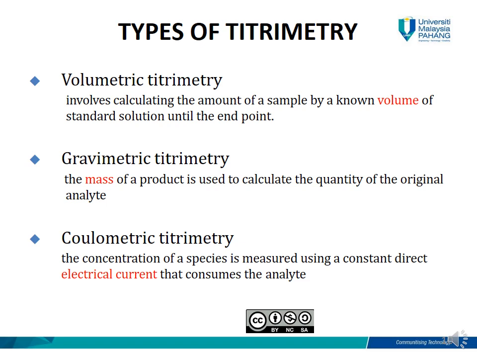Next is the colorimetric titration. In this titration we use the electrical current as the signal. This signal consumes the analyte, so we can identify the total amount of analytes in the real sample. Before I go to the next slide, I just want to mention that titration comes from the words titration method.